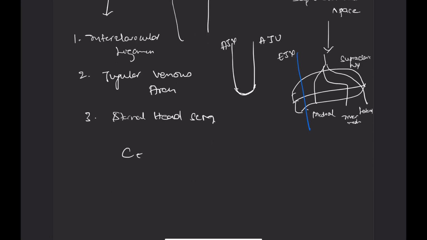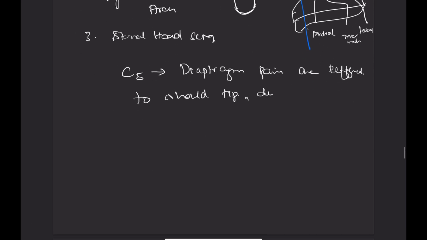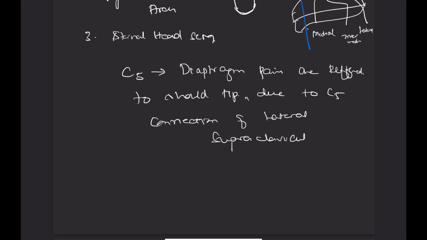The one thing which you have to know is C5. Diaphragmatic pain is referred to the shoulder tip due to the C5 connection of the lateral supraclavicular nerve.